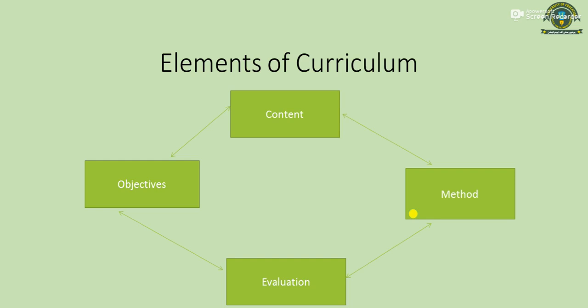You can see the elements of curriculum here. There are basically 4 elements of curriculum. The first one is objective, second one is content, third one is method, and the fourth one is evaluation. You can see that these all elements are interrelated with each other. Here is a two-way arrow, which means that after formulating objectives you can go for selecting the content.